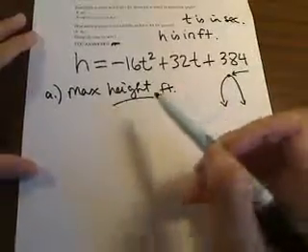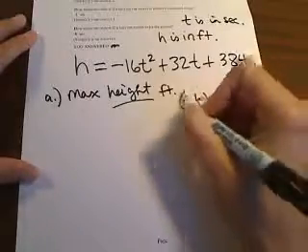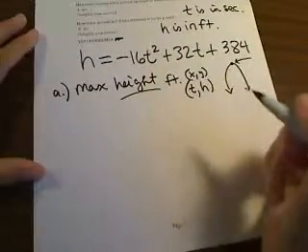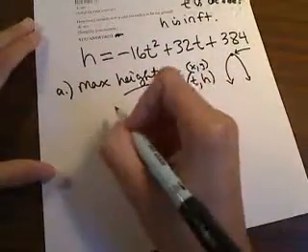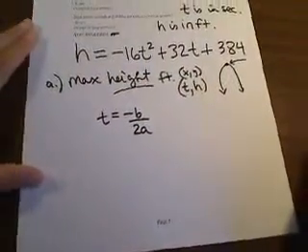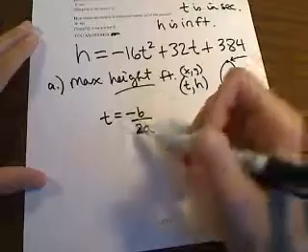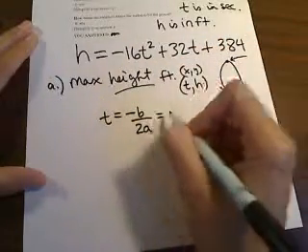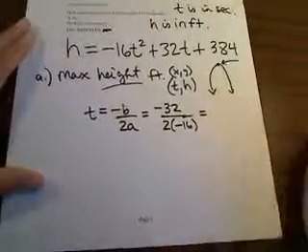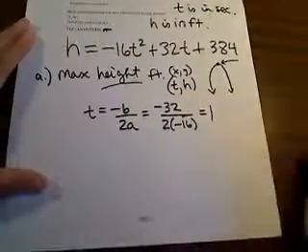The first thing we want to do is find the x coordinate of it, which is essentially t here. The variables are t and h in terms of x and y. So t is going to be equal to negative b over 2a. That's our x coordinate of the vertex formula. Remember that b is the coefficient of t, and a is the coefficient of the t squared, so we have negative 32 over 2 times negative 16. That is negative 32 over negative 32, which ends up being a positive 1.